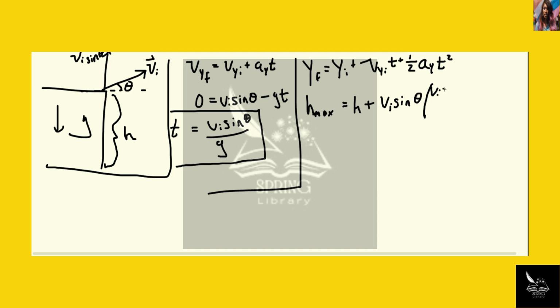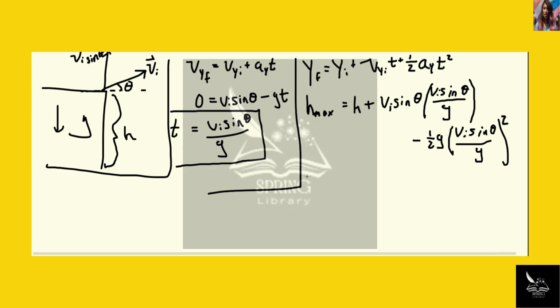Vi sine theta over g. At this point we need to plug in a minus g for the acceleration. So minus one half g, and then times t squared. Remember, t is this V initial sine theta over g, and do not forget that t is squared here, so we have to make sure to square this whole thing.